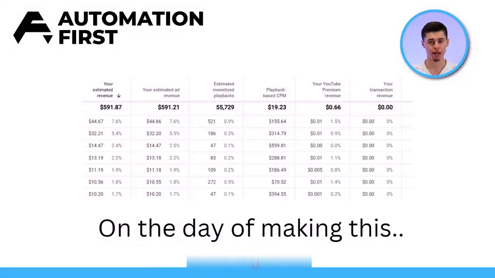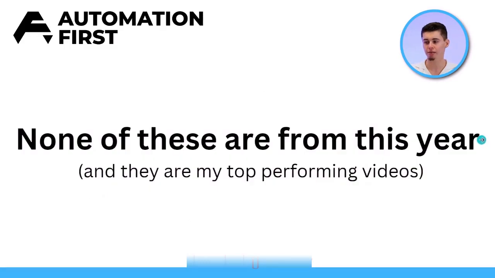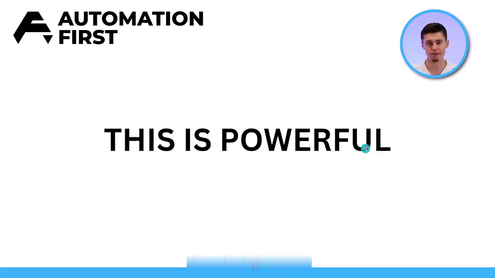Now I can prove that right now. Take a look at this. So on the day of making this presentation, these are my stats. So I had one video that made $44. I had a video that made 32, 14, 13, 11, 10, 10. Now that list basically continues to go on and on. The good part is, none of these videos are from this year, and they are from my top performing videos. This is indeed extremely powerful.